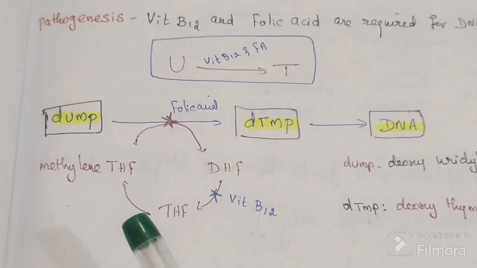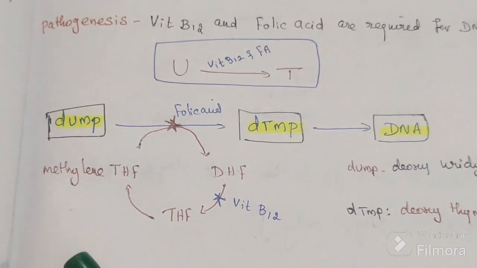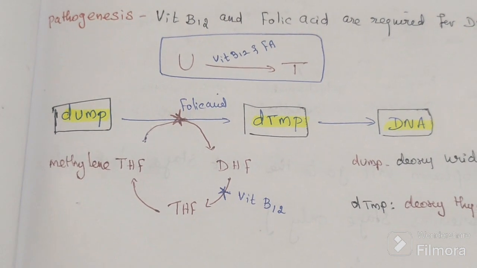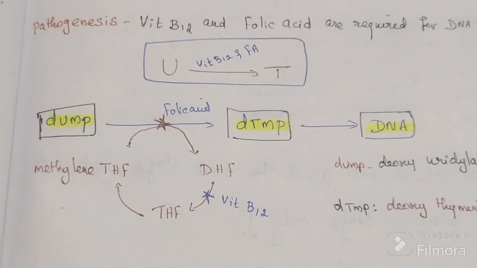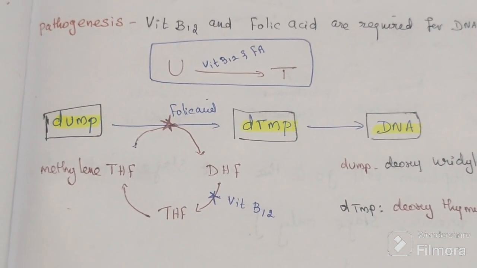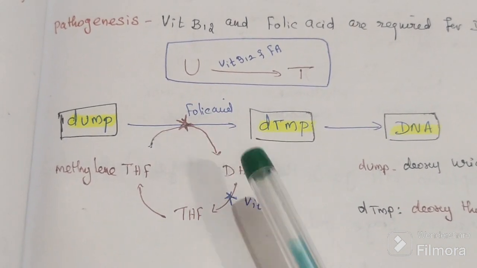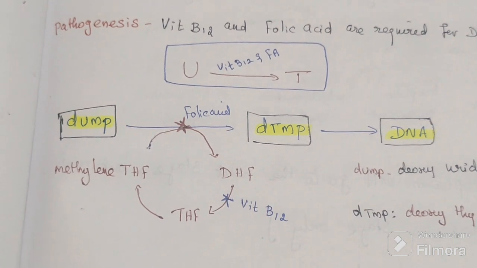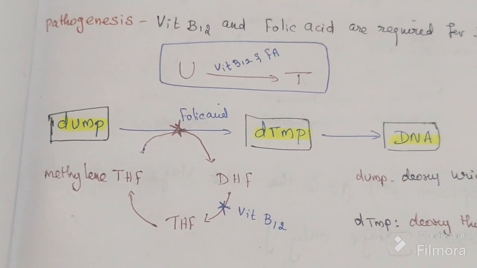Dihydrofolate is converted into tetrahydrofolate. At that time we require vitamin B12. So both of these molecules, vitamin B12 and folic acid, are required. If any one is deficient or both of them are deficient, it leads to deficiency.